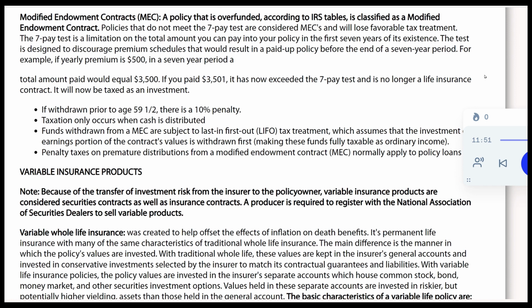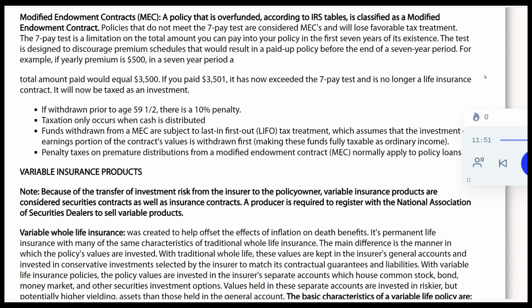Funds withdrawn from a MEC are subject to last in, first out (LIFO) tax treatment, which assumes that the investment or earnings portion of the contract's values is withdrawn first, making these funds fully taxable as ordinary income. Penalty taxes on premature distributions from a modified endowment contract, MEC, normally apply to policy loans. Variable insurance products.